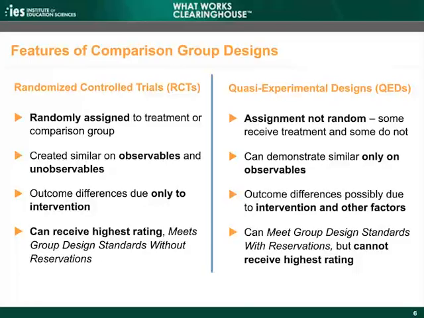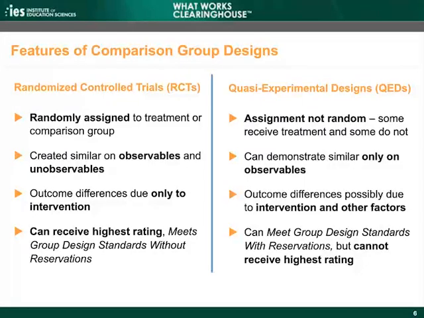Quasi-experimental designs, or QEDs, are often used when random assignment is not feasible. Again, some participants receive the treatment and some do not, forming a comparison group. Because they aren't assigned randomly, we can, at best, only show that the groups are similar on observable characteristics. There is no way that we can show the groups are similar on unobservable characteristics, such as motivation or interest. So the groups might differ due to something other than just the intervention, and that difference might affect the outcomes. Therefore, the effect we might see might not only be due to the intervention, so the study can't receive the highest rating. However, a high-quality QED can receive the next rating, meets group design standards with reservations.